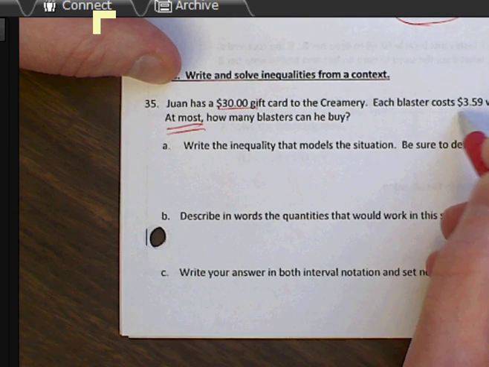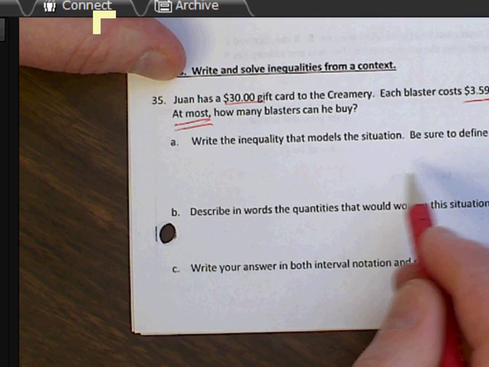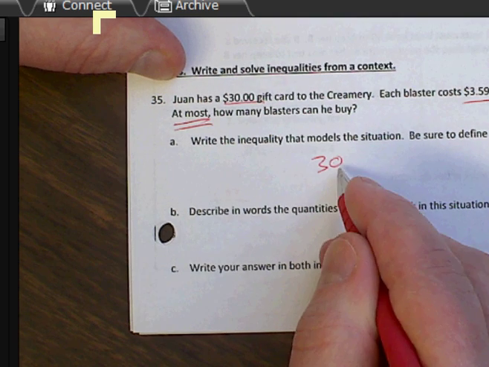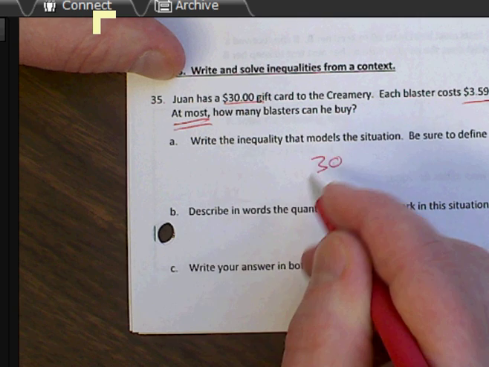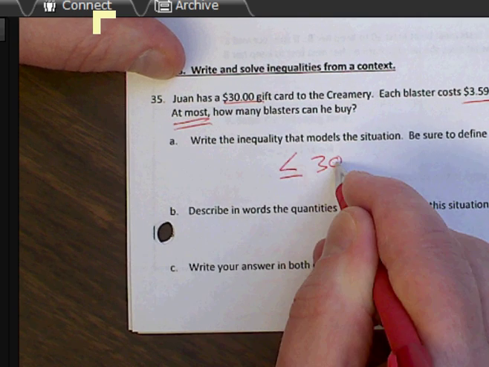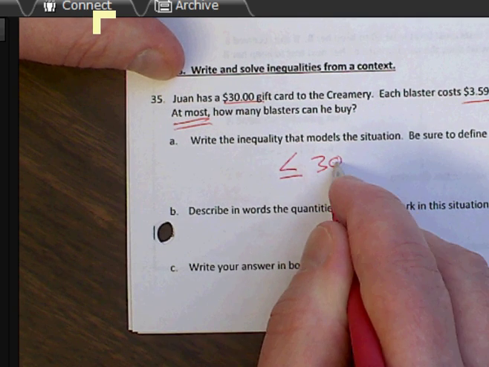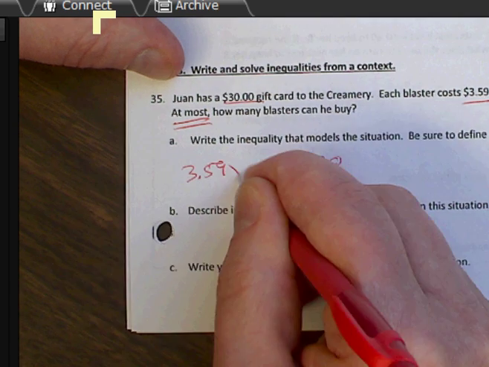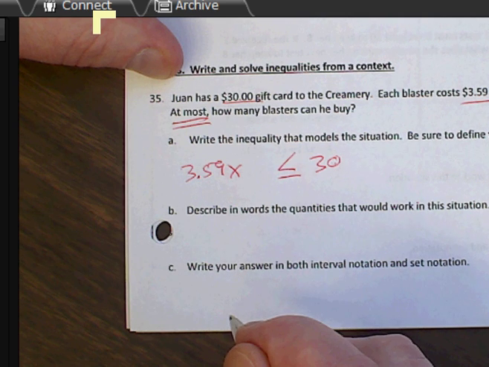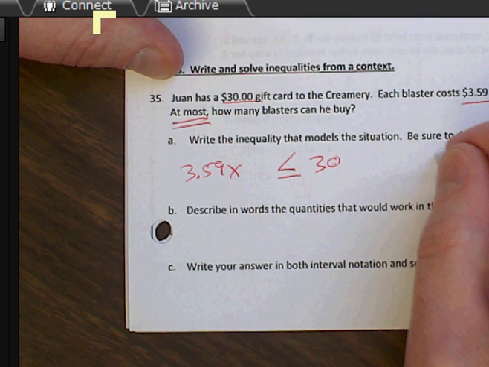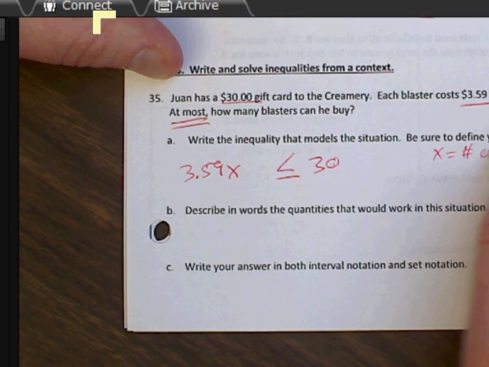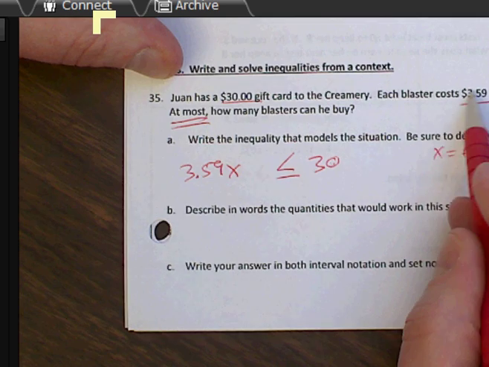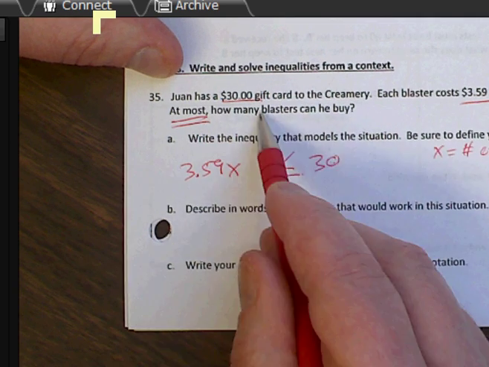He's got 30. Each one costs this. Write an inequality. So he has $30. I like to write that on the right side. Can he spend more or less than 30? He has to spend less than or equal to 30, right? So each blaster costs $3.59 times X. So X equals number of blasters. Number of blasters times 3.59 has to be less than or equal to $30.